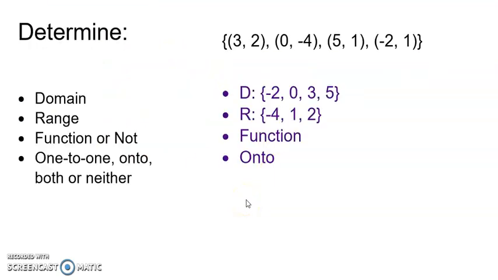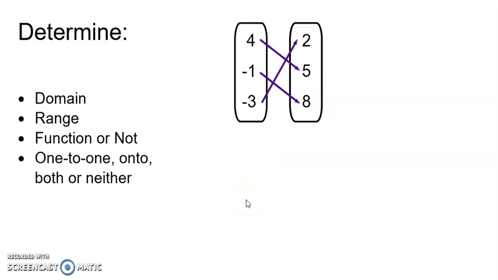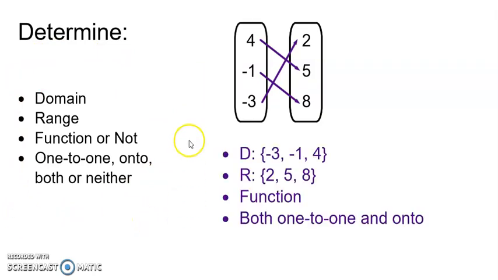Okay, another example. Now we have a mapping diagram. Quick pause and answer these. Okay, so for our domain here, again, we just have to list out our values from least to greatest. So we've got -3, -1, and 4. Our range is 2, 5, and 8. And we see that all of the elements in our range are being used, and each value in our domain goes to exactly one element in our range. So this is a function that is both one-to-one and onto, or bijective.